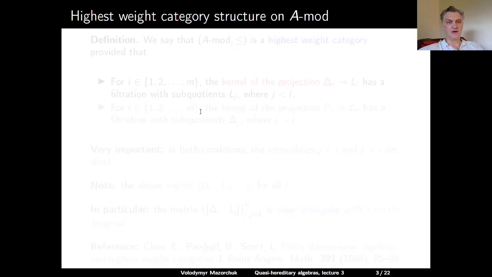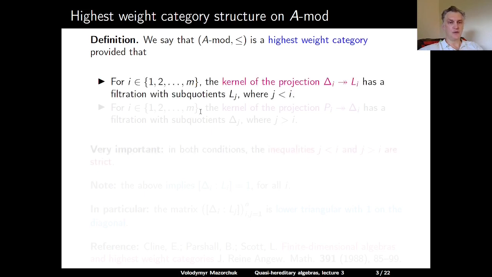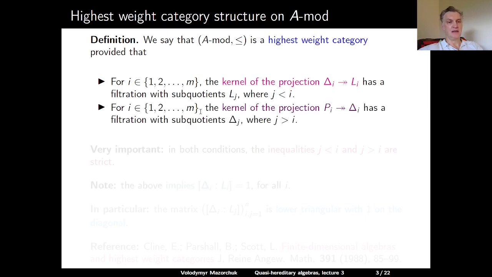Now we can define the notion of a highest weight category. Definition: we say that the category of finite-dimensional A-modules, together with our fixed order on the set of representatives of simple A-modules, is a highest weight category, provided that the following two conditions are satisfied. First of all, for any i between 1 and m, the kernel of the projection from delta i to Li has a filtration whose subquotients are Lj, where j is strictly smaller than i. And the second condition is that for each i from 1 to m, the kernel of the projection from Pi to delta i has a filtration whose subquotients are delta j's, where j is strictly greater than i.